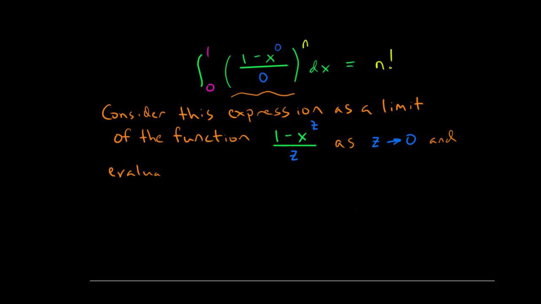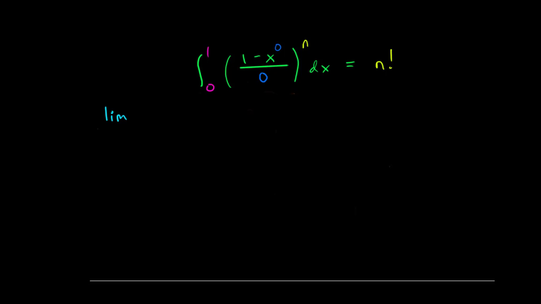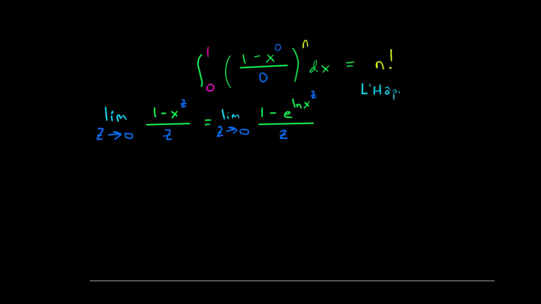And we can apply L'Hopital's rule, which tells us how to evaluate these types of expressions that are 0 over 0. So again, we have the limit as z approaches 0 of (1 minus x) to the z over z, which will be the same thing as writing limit as z goes to 0, 1 minus e to the log of x to the z over z. And L'Hopital's rule says to find this limit, successively differentiate the numerator and the denominator in the expression.